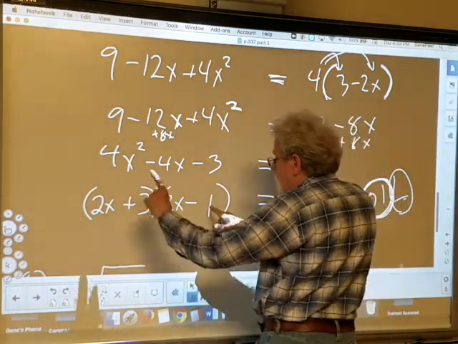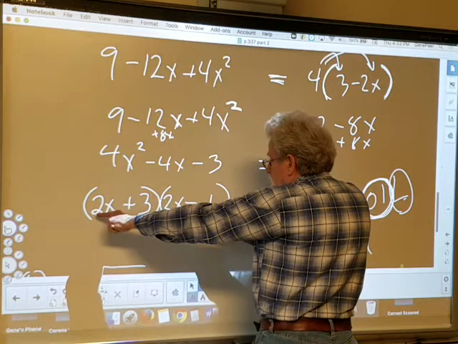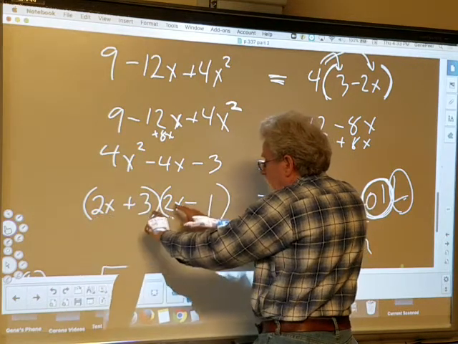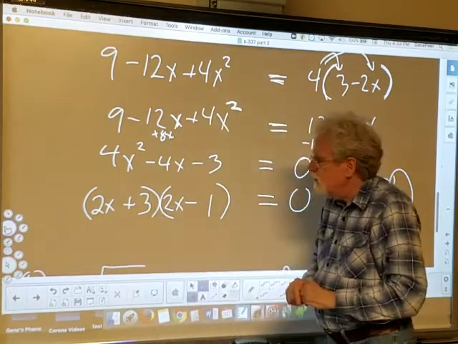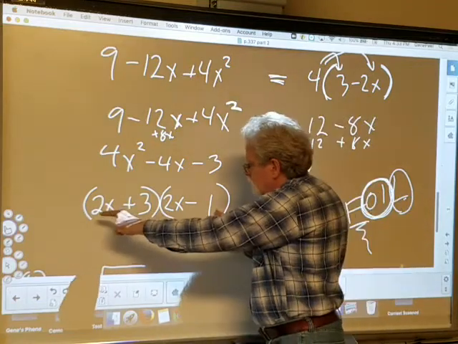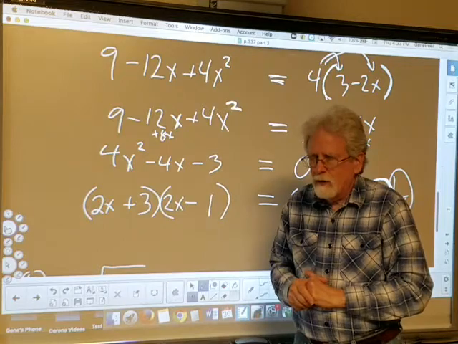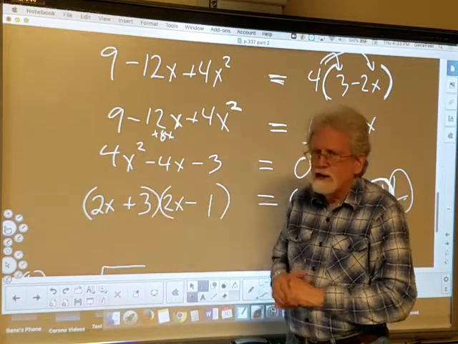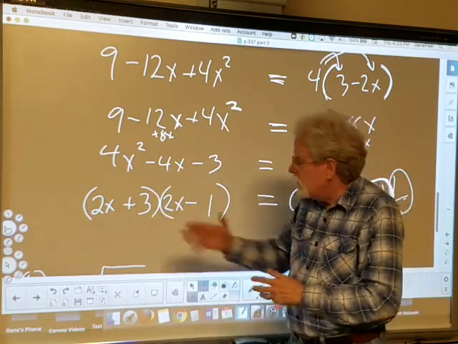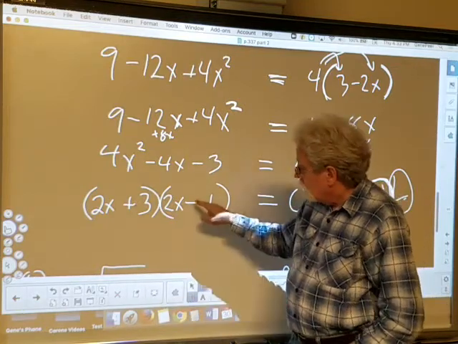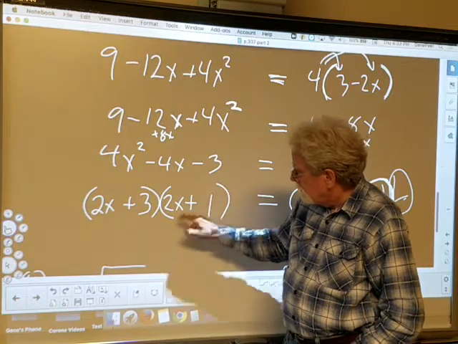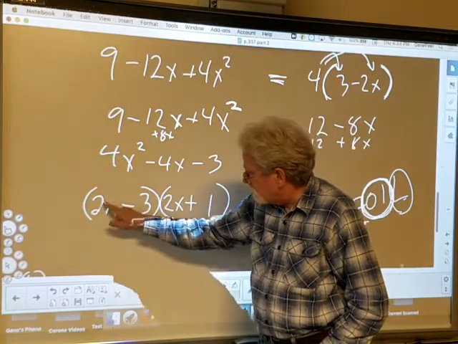Outers, multiply, that's negative 2x. Inners is 6x. Negative 2x plus 6x. Oh, wait a minute. Negative 2 plus 6 is positive 4. I wanted a negative 4. Well, that's good news. That means we guessed correctly except for the signs. This one should have been plus. This one should have been minus.